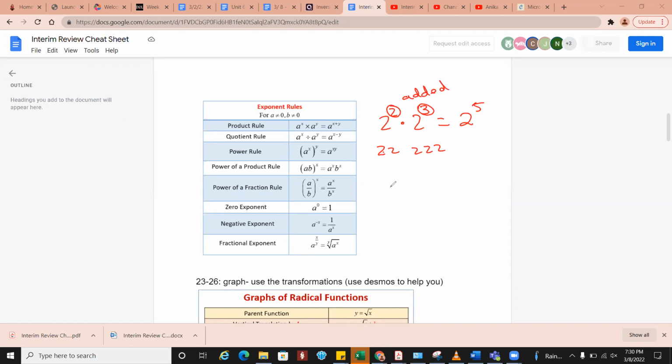Okay. You can do the same concept on this next one, the quotient rule. So you could take 2 to the third power, divide it by 2 to the second. Well, that's 3 2s and 2 2s. You're going to cancel any out. Well, how many are you left over with? 2 to the first power, right? Well, how do I take 3 and 2 and get 1? Well, I subtracted them.